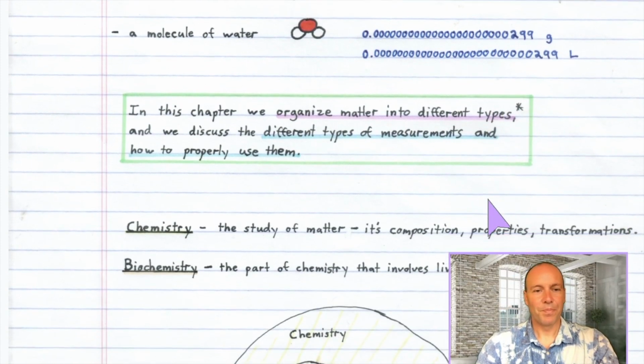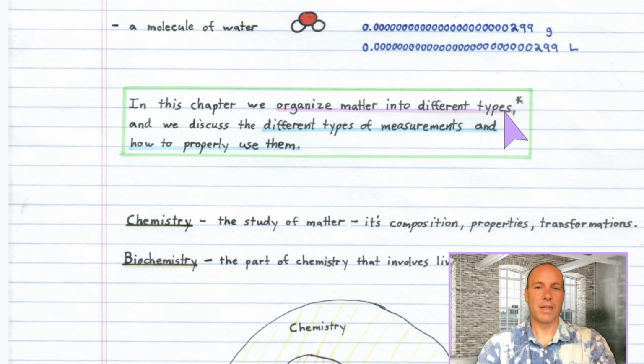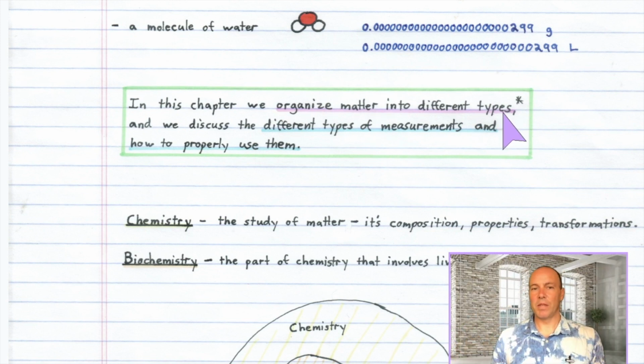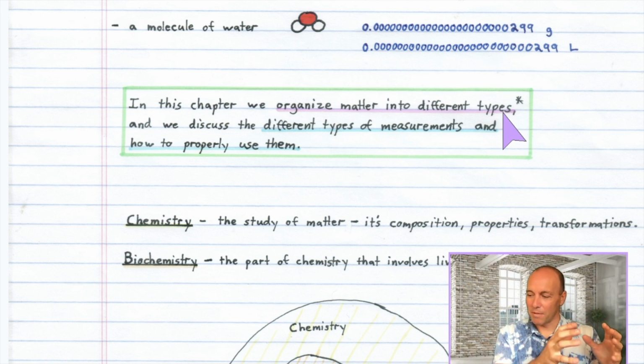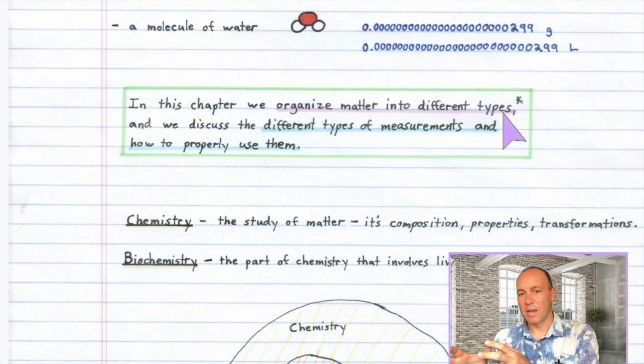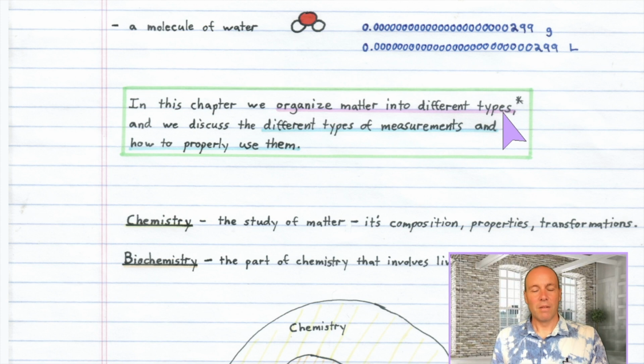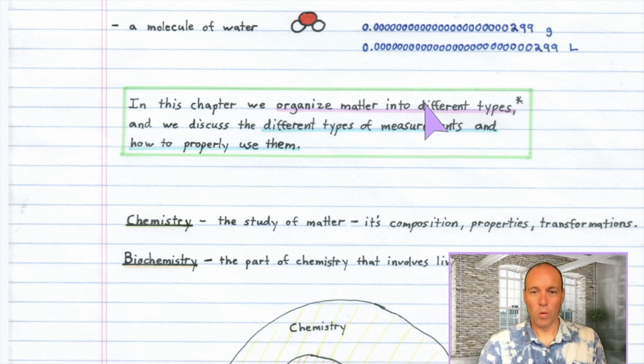In this chapter, we organize matter into different types. There's lots of different types of material around us. There's lots of examples of material, lots of matter around us. In order to make sense of all this chaos, we organize it into different types. You got this type of matter, you got that type of matter, and you got that type of matter. And that's what we do in science. If you want to make sense of something, first start with how do you organize that something? How do you put it into different categories? So we'll do that. We'll organize matter into different categories.